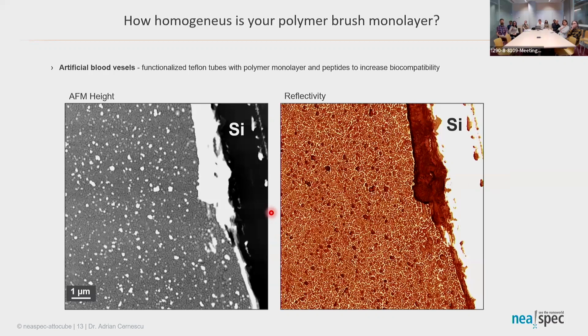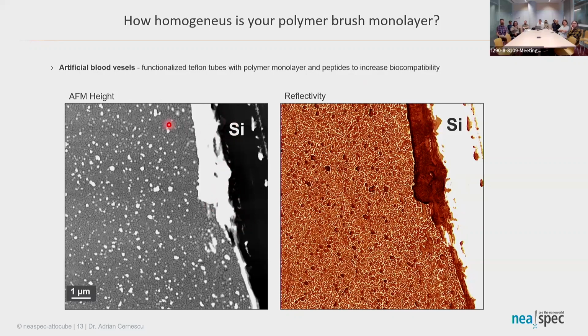Now, this is another project that I like. I did some measurements in the past for a collaborator from Czech Republic. He was synthesizing some polymer brush to functionalize some Teflon and make some artificial blood vessels. Now, he thought this material is homogeneous. But at the nanoscale, we could observe that it's not really that homogeneous.